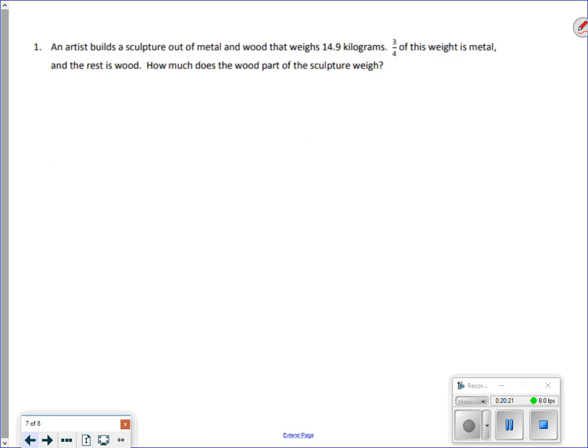This is the last problem we're going to do. You really want to do this problem. If you don't want to do it, that's fine, but if you really want to do this problem.